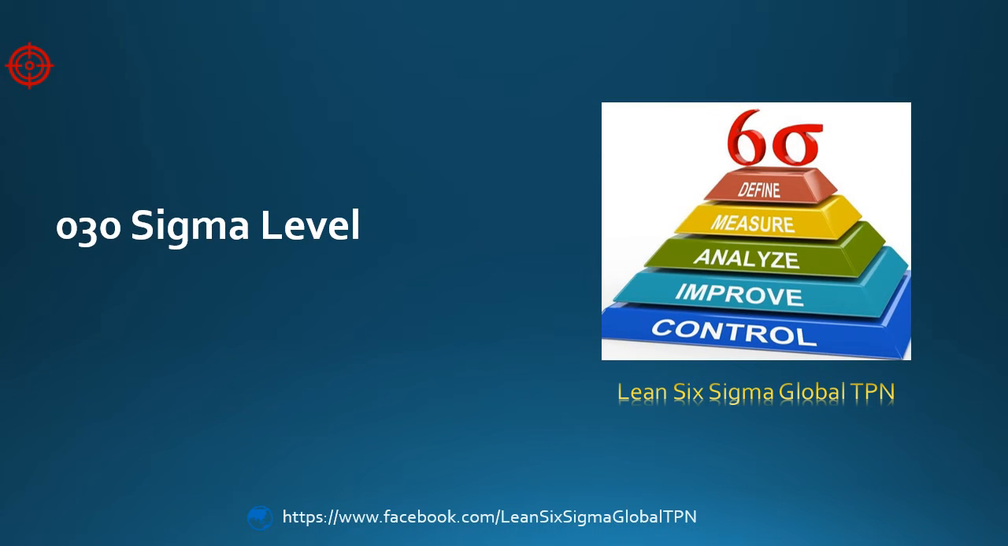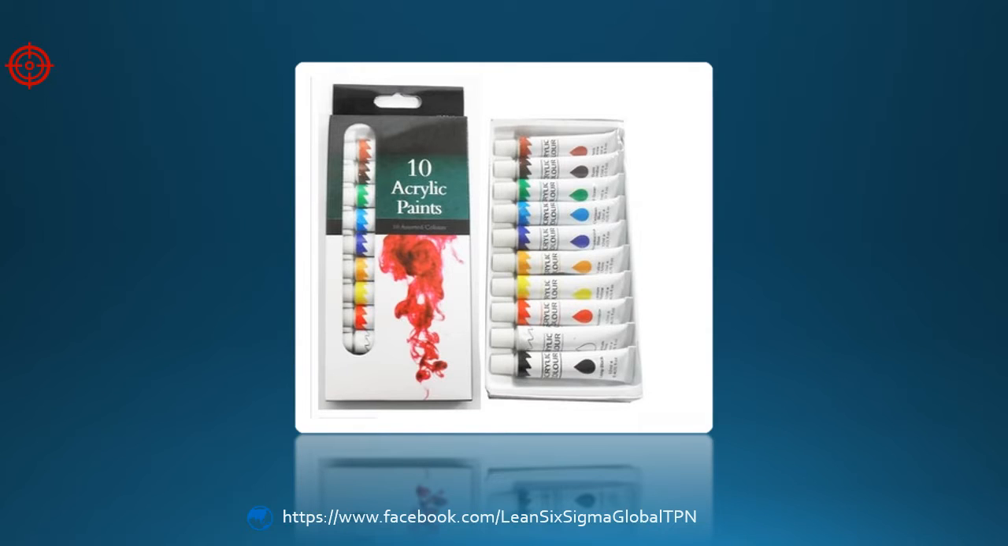Hello friends, so let's talk about the sigma level. So far we've used potential capability and overall capability to determine how processes perform relative to specifications. We can also use another metric called sigma level to quantify capability.